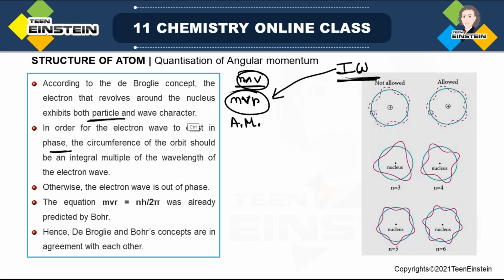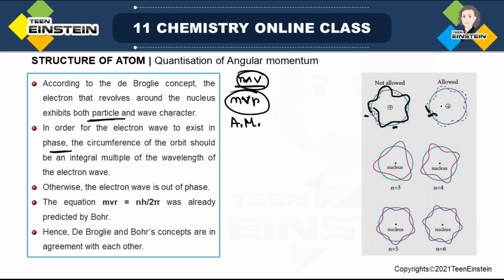Now you will get a clear idea from this picture. See the first picture here, this orbit in blue color and this dotted line. Suppose the electron has started here. Now it is going like this and it is ending here. See, it is not matching with the first point, so it is not in phase. But if you look at the second picture, now when the electron is starting here and ending here, these two are meeting at the same point. That means it is in phase.